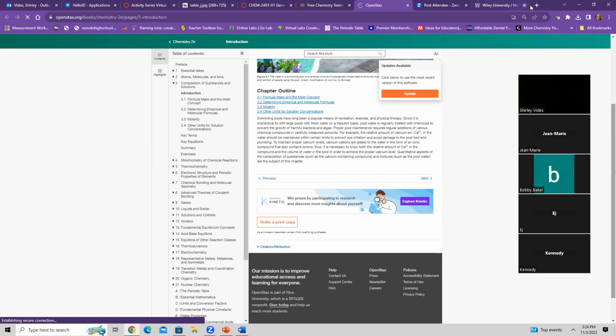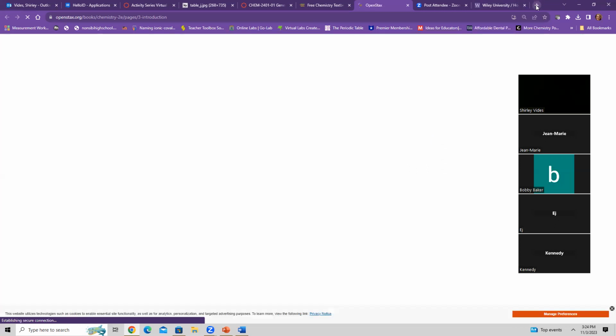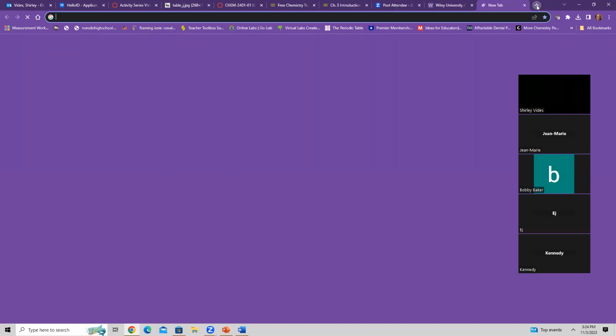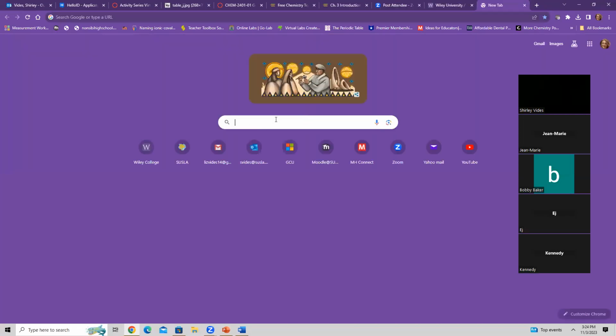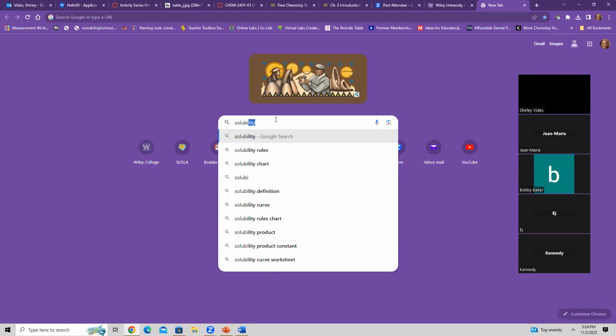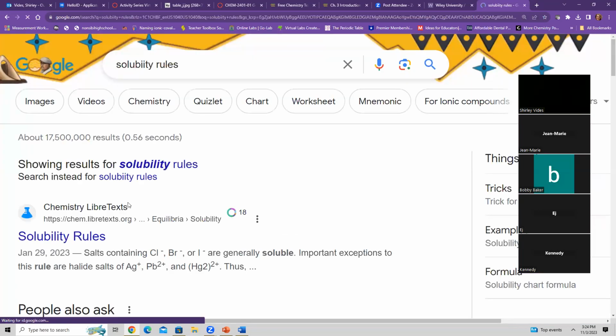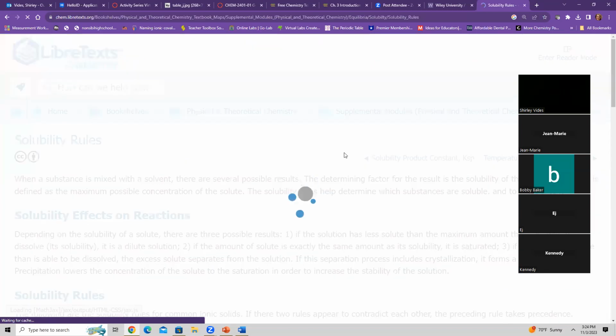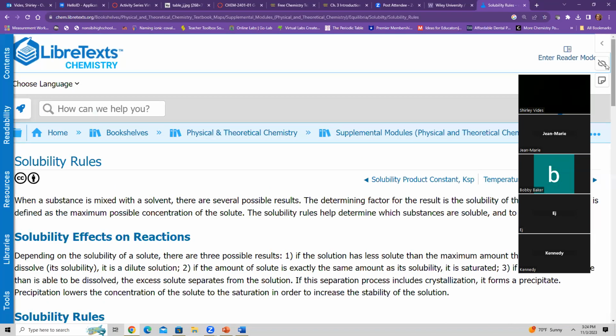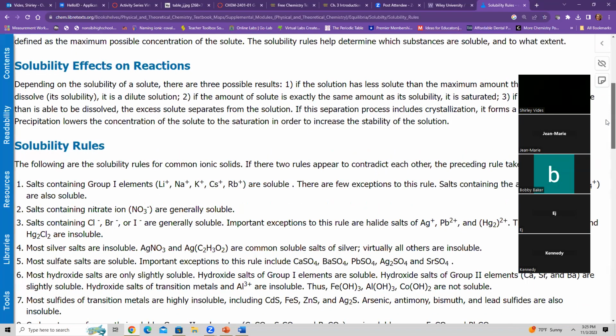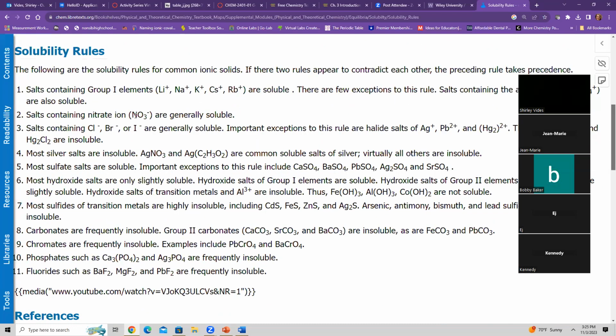Well, you know what? There are other books, other solubility rules that aren't there. So we'll just look for them somewhere else, which is what I usually do anyway. Solubility rules. And I'll tell you the ones that I like. Chemistry LibreTexts. See, there they are. They do exist. Okay, solubility rules. There we go. And that is the same kind of book. See, there it is right there. There's all those 11 solubility rules.